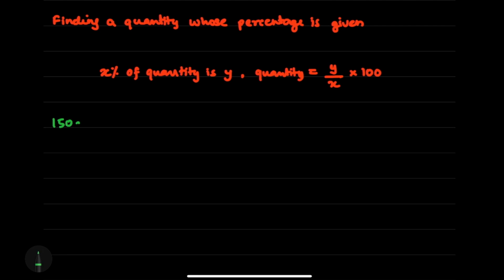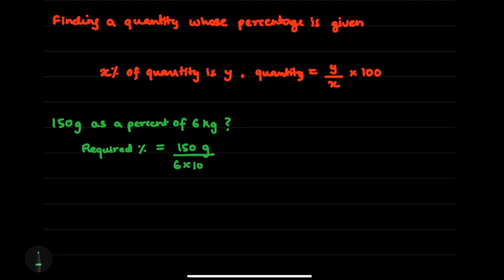So let's express 150 grams as a percentage of 6 kgs. Our required percentage is 150 grams, because we need to keep all of this in the same unit. So we have 150 grams upon 6 into 1000 grams. That converts the kgs into grams, into 100. And that gives us 50 by 6% or 2.5%.